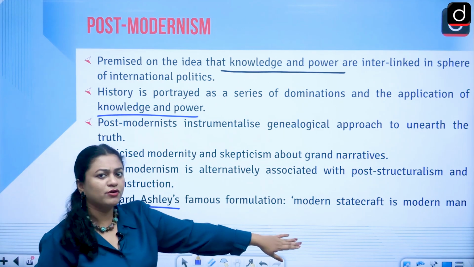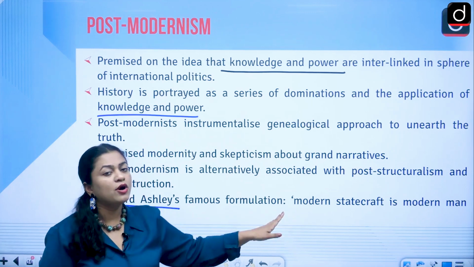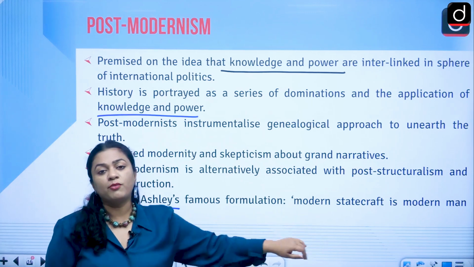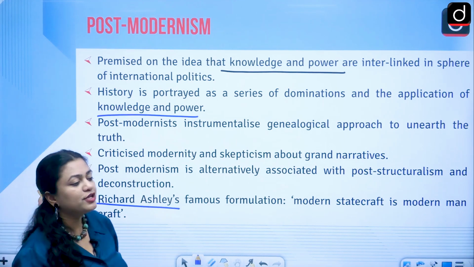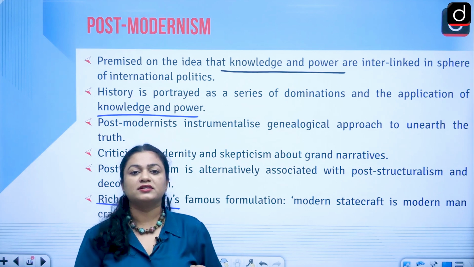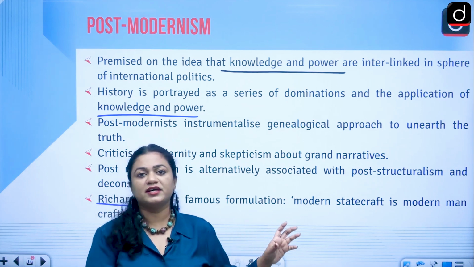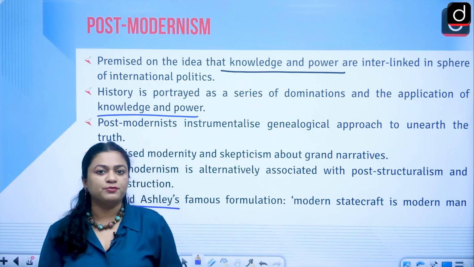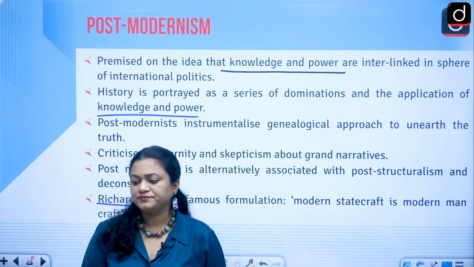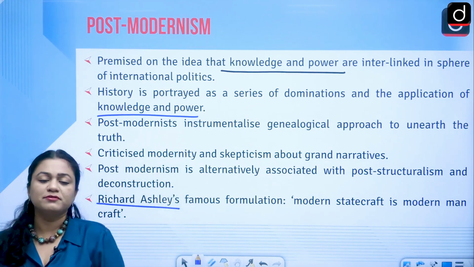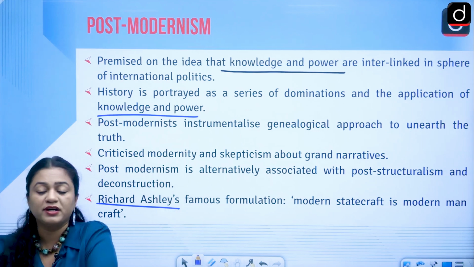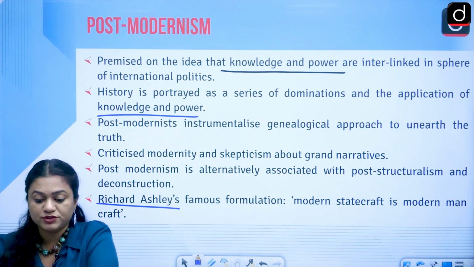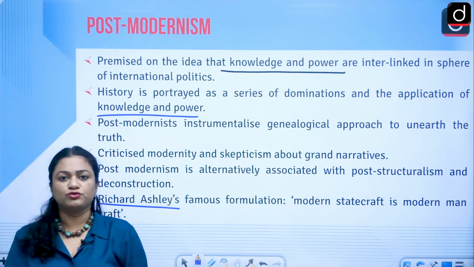You can just understand from this itself that modern statecraft is modern mancraft. It is the humans who are actually producing certain ideas, and how these ideas are getting some hegemonic values as well. Okay. So now postmodernism, which is concerned with deconstructing and distrusting any account of human life that claims to have direct access to the truth.